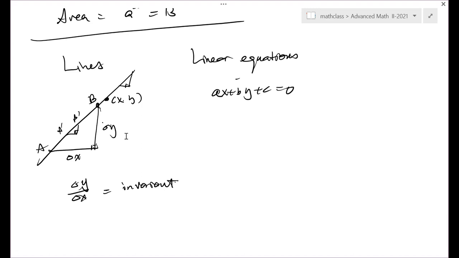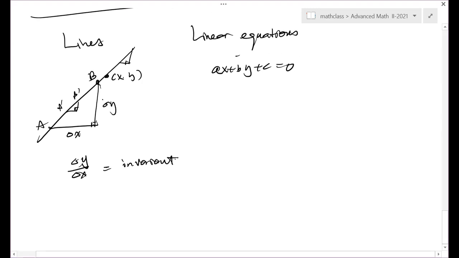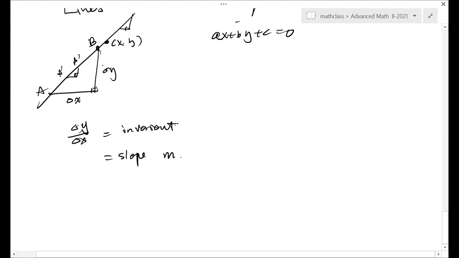All right, so that invariant, this ratio, is called the slope. That is the so-called slope, and it is usually denoted by m. m means the slope. Now, using the slope and a point, you can describe the equation. You can describe the relationship between the x coordinate and y coordinate.